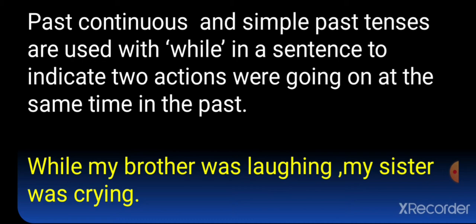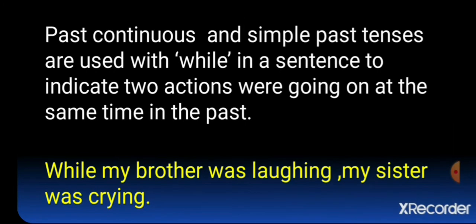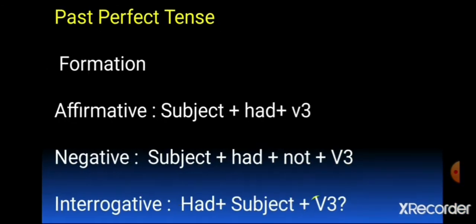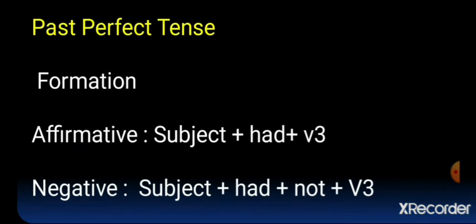That two actions, beta, are continuing at the same time in the past. For example, while my brother was laughing, my sister was crying. Okay, in this students we can see that these two actions were going on at the same time in the past. Okay students, now let's move on to the past perfect tense.